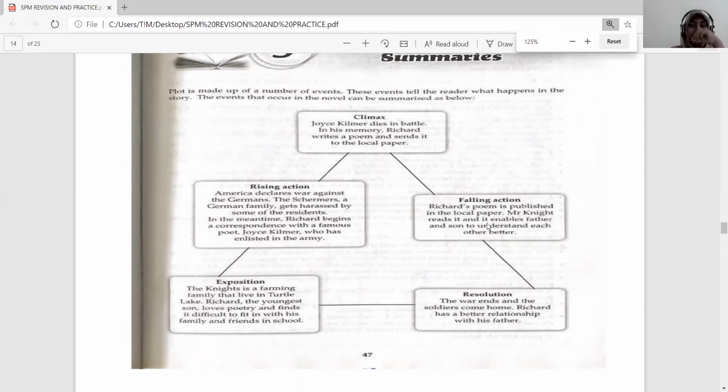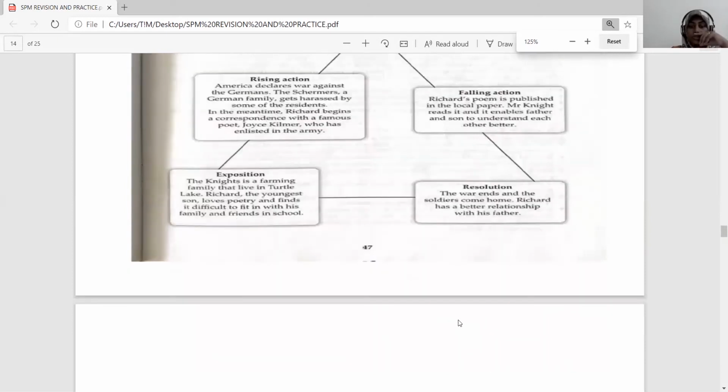Then the falling action: he publishes in the local news. What will happen is the Shermans will help Richard to publish his poem in the local newspaper, and then the relationship between Richard and his father will improve. All right, and the resolution: the war ends and they have a better family relationship later. So this will be the plot. But if you Google, you can find a variety of plots, right? So you can read whichever one you like, right? But I'll upload this on your Google Classroom document later.